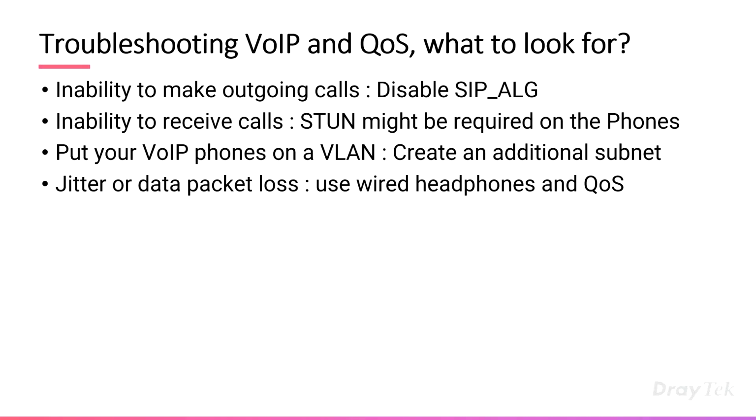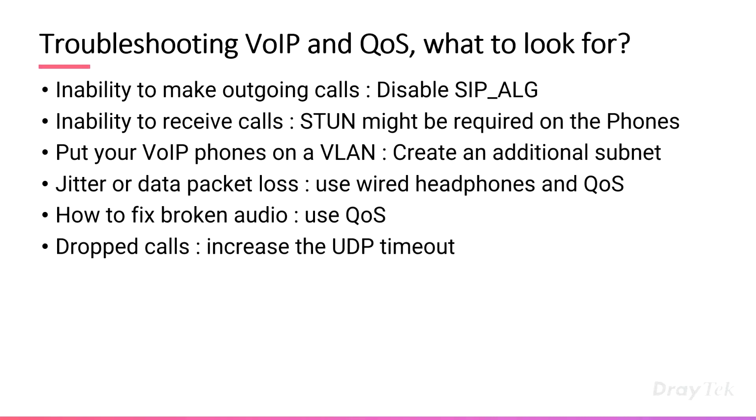Jitter or data packet loss. One quick way to improve the call quality of your business phone system is to look at your wired or wireless setup. Consider maybe taking calls using wired headphones instead of wireless ones. Probably the easiest way to address how to fix broken audio is to use quality of service.